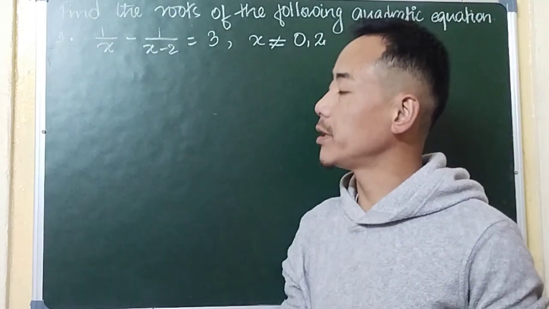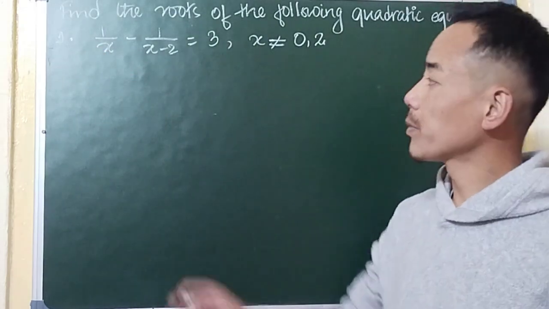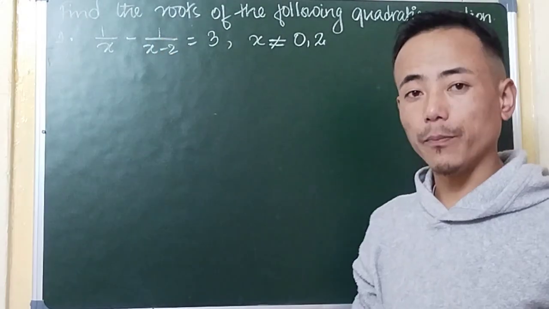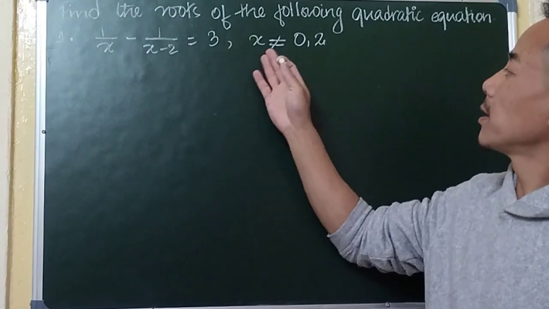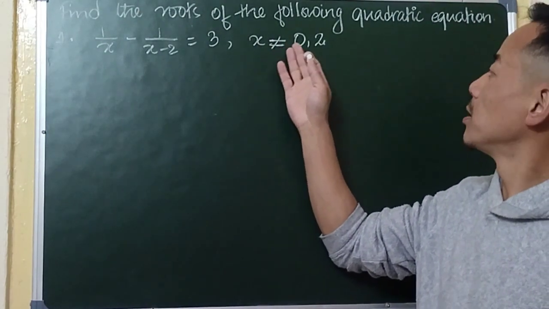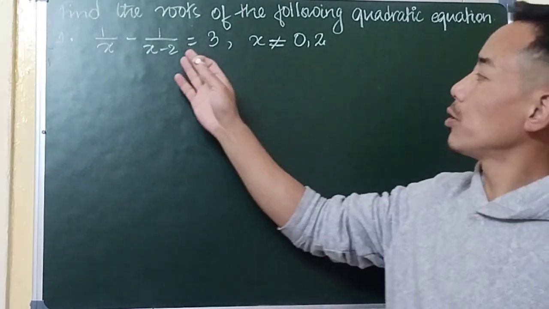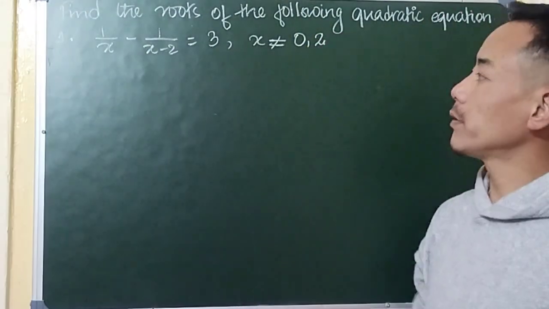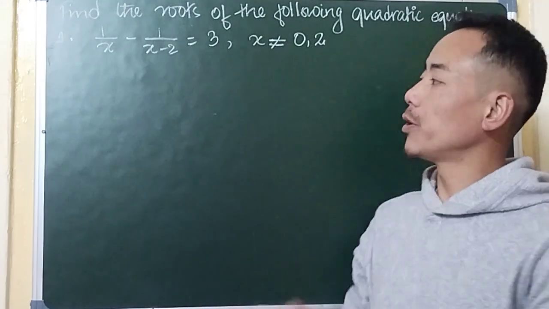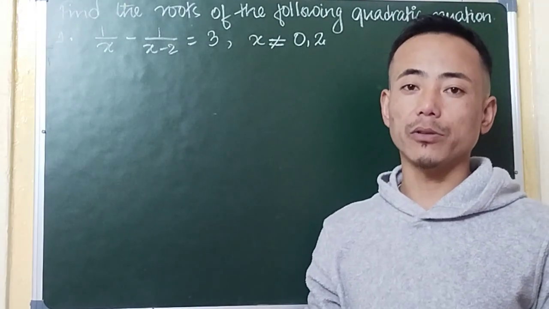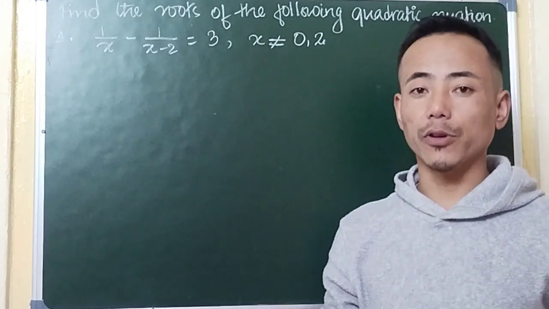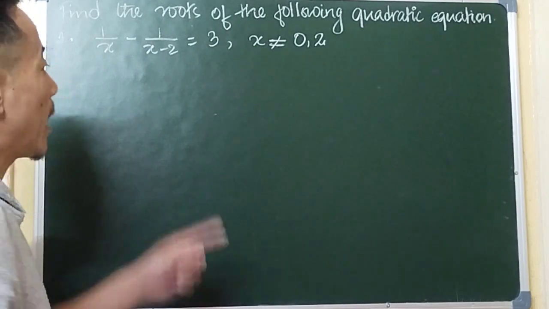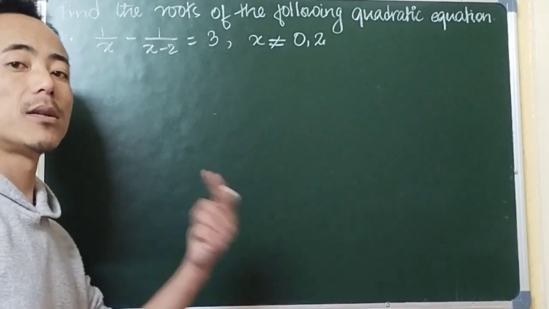So the question number 1 that I have taken is, I am starting with a simple question. 1 by x minus 1 divided by x minus 2 is equal to 3. And here you have to note that x is not equal to 0 or 2. That means the solution or the root of this equation cannot be 2 or 0. Such questions are common in your board examination. So let's learn how to solve this kind of questions. Our main objective is to find the root of this equation. So we have to convert this given equation into its standard form.